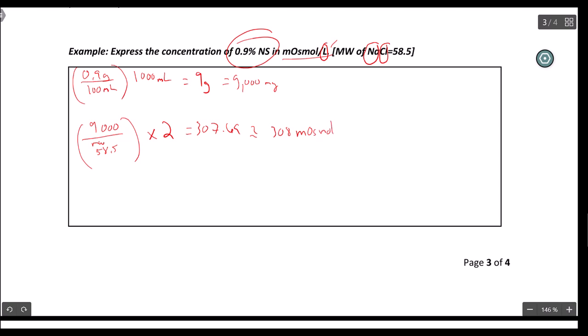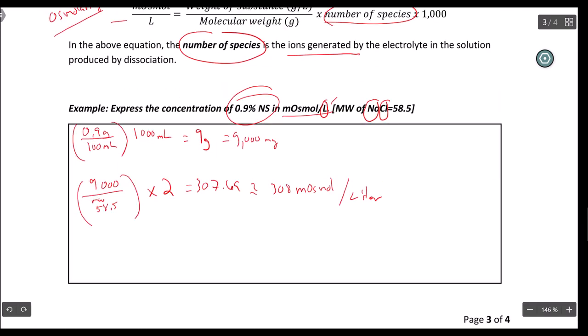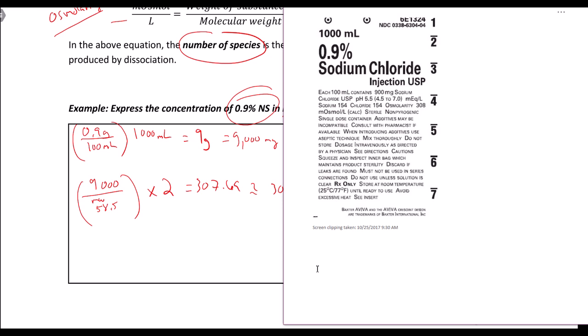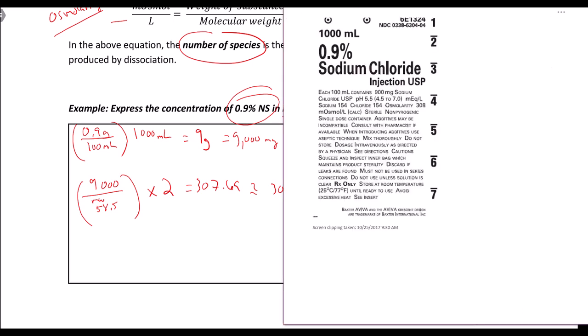Now, if you doubt that you did it right, you can also look at an IV bag. Here's an IV bag for sodium chloride. Right here, you'll see it says osmolarity, and it gives you the osmolarity in milliosmoles per liter as 308. That's what we just calculated. It says it was calculated that way. So you can determine it experimentally, or you can calculate it as we did. So osmolarity, when somebody says that, they mean how many milliosmoles per liter.